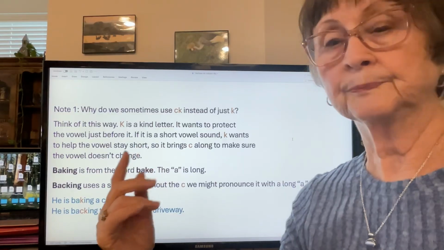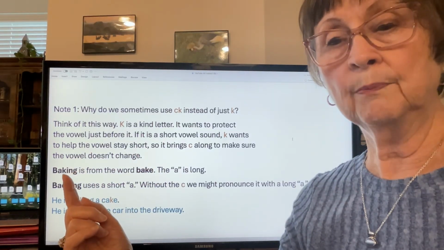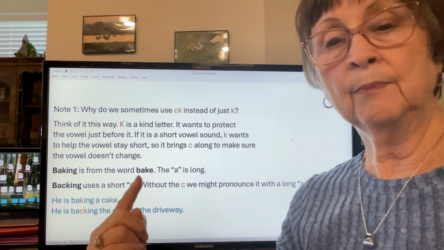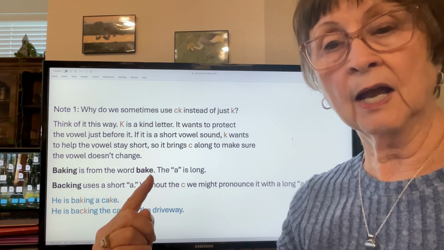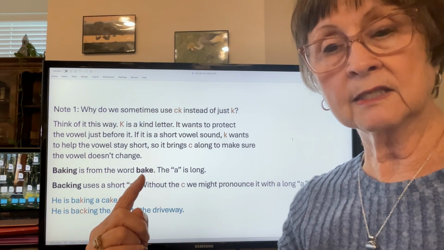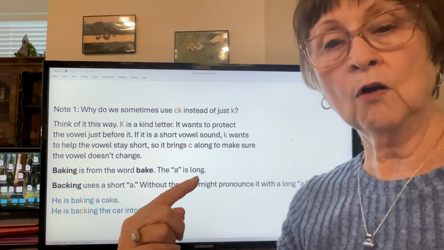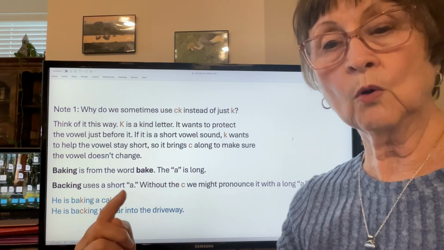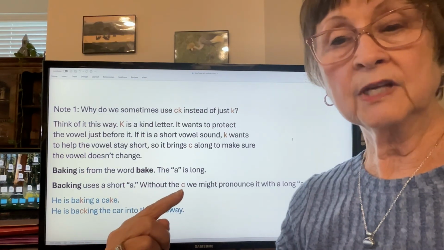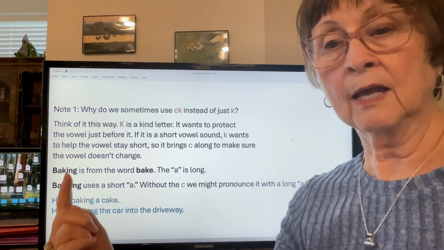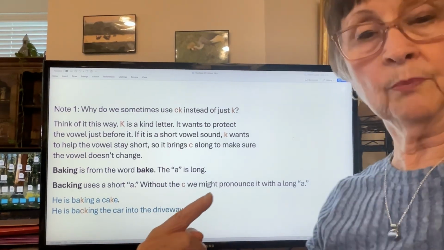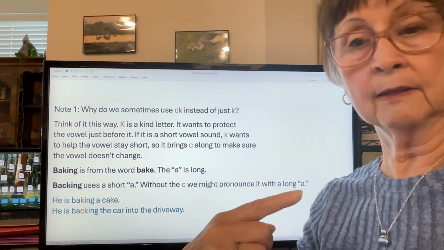What does that mean? Think of the word baking. Baking is from the word bake. The silent E makes the A say its name. The A is long. Backing uses a short A. Without the C, it would look just like that. Without the C, we might pronounce it with a long A.